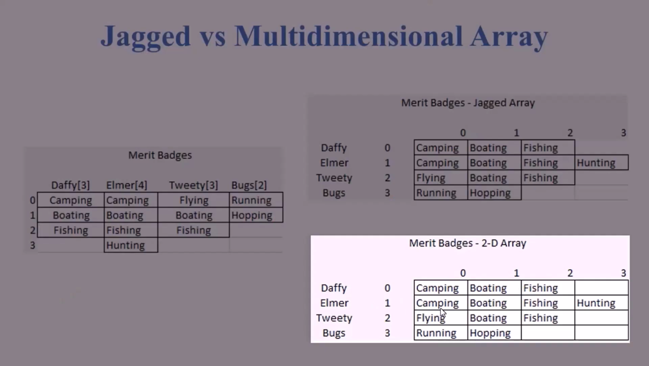Elmer is doing camping, boating, fishing, and hunting. Tweety's doing flying, boating, and fishing. And Bugs is running and hopping. So that's how you work with a 2-dimensional array. You could pop these things in here. And 0, 2 is fishing for Daffy. 1, 1 is boating for Elmer.